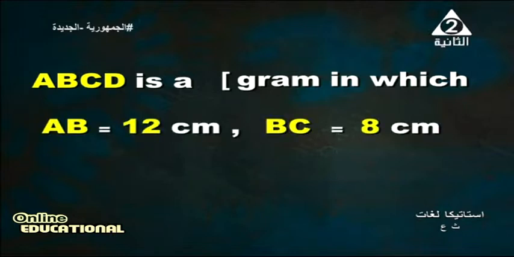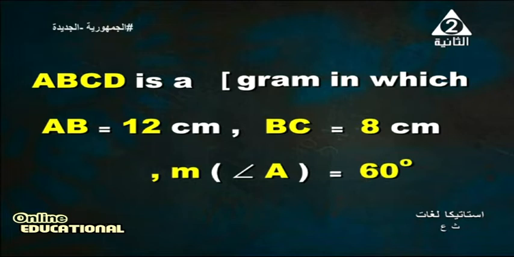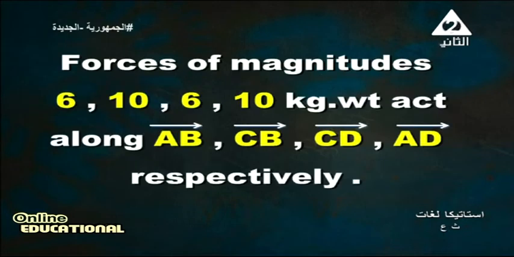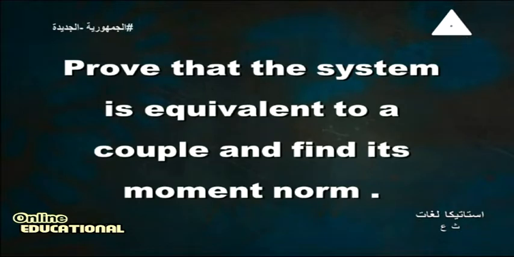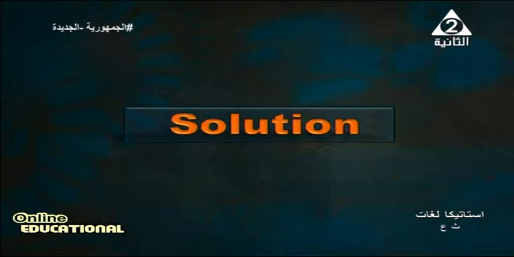ABCD is a parallelogram in which AB is 12 centimeter, BC is 8 centimeter, and measure of angle A equals 60 degrees. Forces of magnitude 6, 10, 6, 10 kilogram weight act along AB, CB, CD, AD respectively. Don't forget, 6 and 6 form a couple, 10 and 10 form a couple in opposite direction. How to prove the system is equivalent to a couple? What is the moment of the norm? Look at the solution.